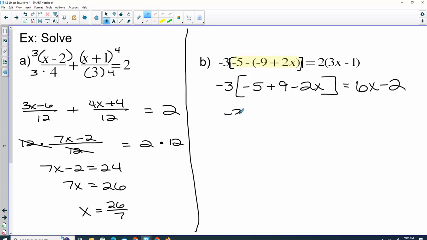All right. I'm going to go ahead and combine these like terms. So negative 5 plus 9 is 4. So now we distribute the negative.